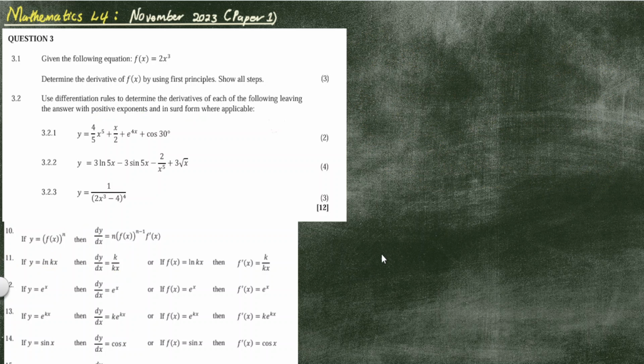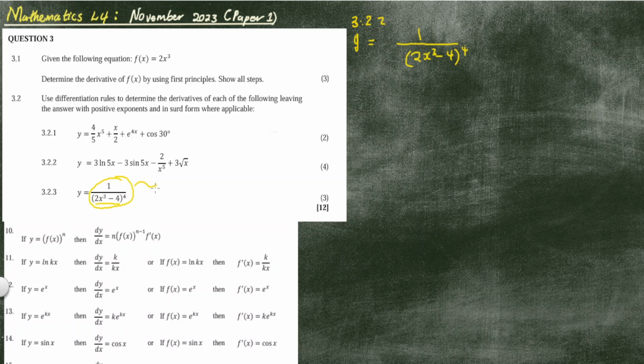Now for the last question, 3.2.2, equal to 1 over (2x cubed minus 4) raised to exponent 4. Treat this whole thing as a function on its own, I mean the 1 over 2x cubed minus 4 raised to exponent 4. Treat it as a bigger function as a whole. And then what's inside the bracket is another function, right?